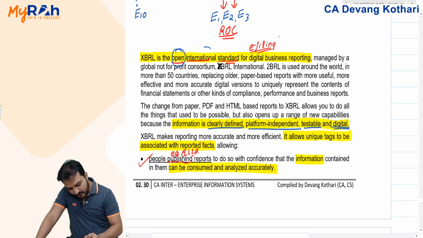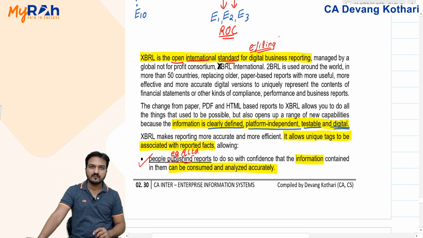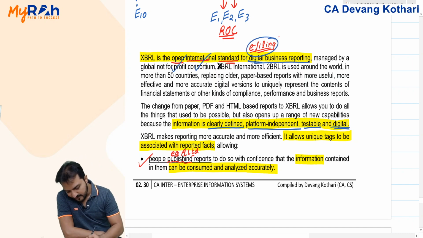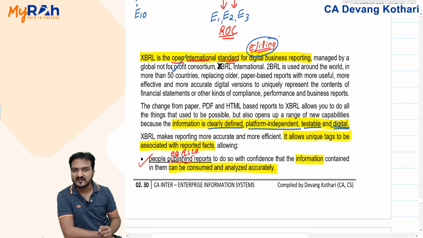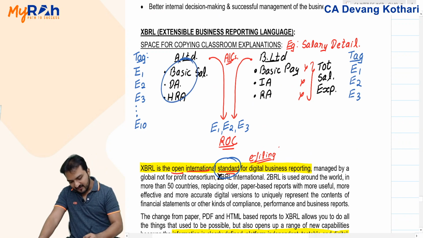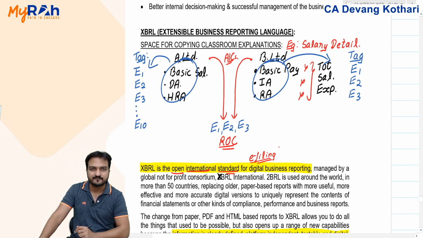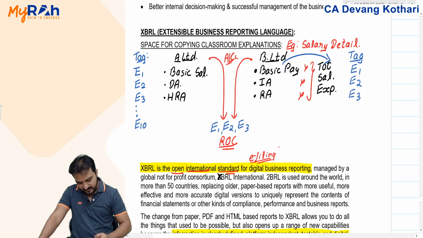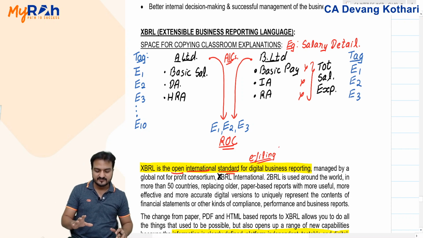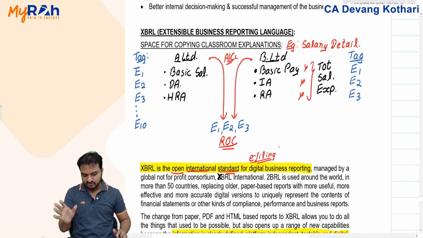XBRL is an open international standard for digital business reporting. The word digital reporting means e-filing, but it is an open international standard. Each word I will explain here. The word standard here is because all the data that I want to file are converted into such a standard tagging system. Hence the word standard. International, because XBRL is internationally renowned. It is not just in India, it exists globally, everywhere. It is a global software.